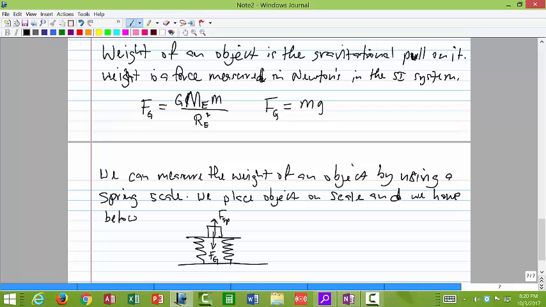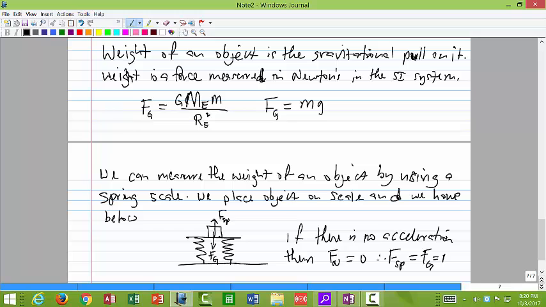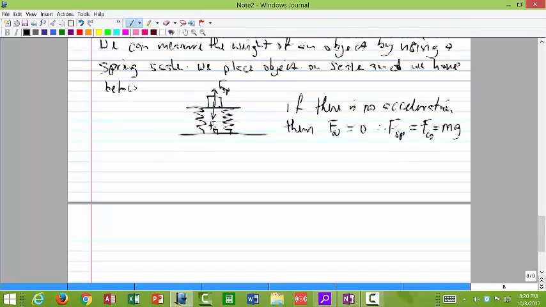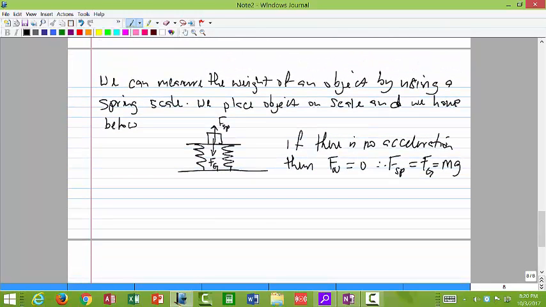Okay, so what you see when you stand on the spring is just going to be your weight. Suppose that you are not accelerating up or down. When you stand on a spring scale, all that you're going to see is your weight, because if there is no acceleration, then we say that the net force is equal to 0. Therefore, the spring force is equal to the gravitational pull, which is equal to mg, and that's just your weight. Any questions on that?